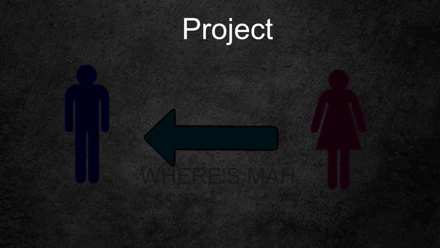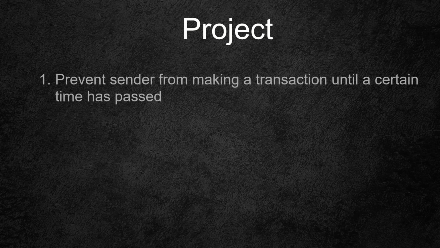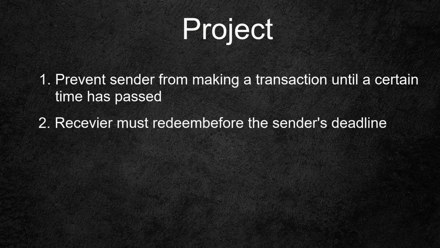I also want to add another time limitation. In a made-up case, let's say we want to prevent other people from accessing the smart contract before an agreed upon time. And of course, we also want to make sure that the receiver can redeem their token before the deadline is specified. So this is our overall project. Now let's talk a bit about our implementation details.